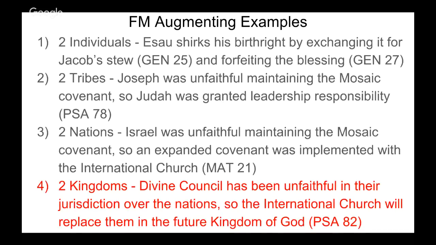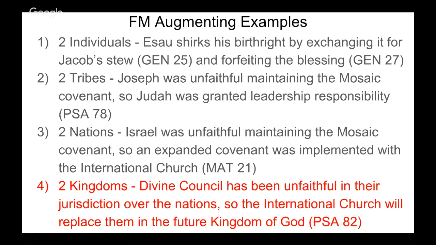And then as we move over from two individuals to two tribes to two nations, the next cascading enlargement is two kingdoms. And here I'm proposing that this is a topic that we don't often hear about in our Bible studies, the divine council, but it is a recognized term.